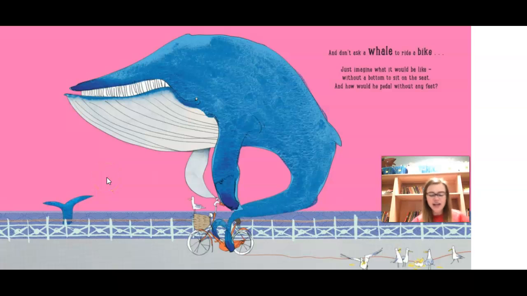So I'm going to do my sentence, which is, it is a whale. So I've got my capital letter, my finger spaces, and my full stop at the end. Let's read on.